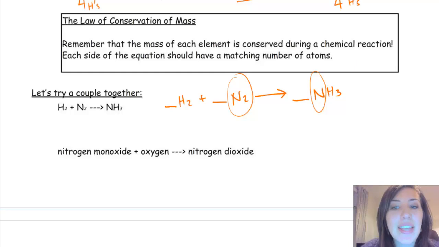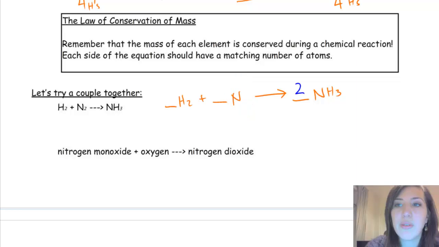Now because this NH is not in brackets, the 3 does not apply. If it was written like this, then the 3 would apply to the N. The 3 does not apply to the N here. So we only have 1 N on the right and 2 N's on the left. So we need to even this out. So let's put 2 N's on the right side. So now we have 2 N's on the left and 2 N's on the right. Awesome. The N's are balanced.